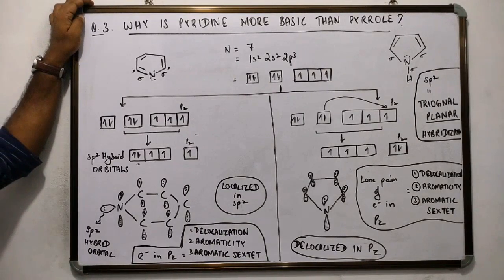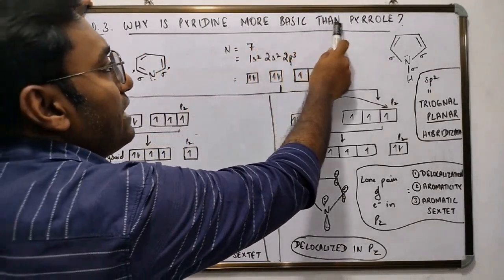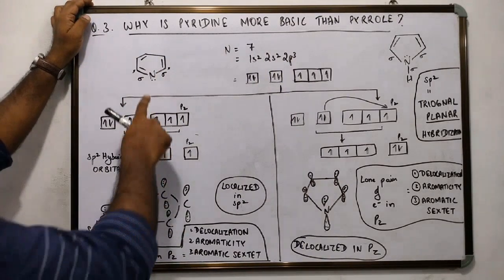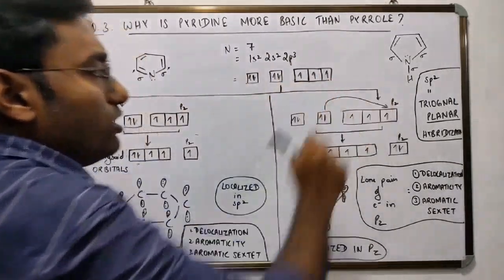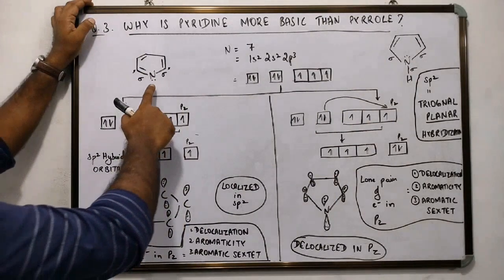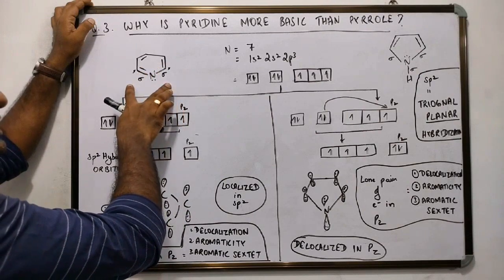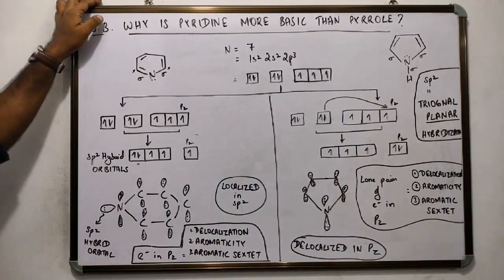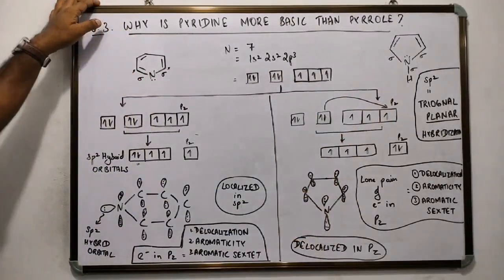Question number 3: why is pyridine more basic than pyrrole? To know this, we first need to introspect the structures of pyridine and pyrrole, and secondly, we need to know the state of hybridization of the nitrogen atom for the pyridine ring and the pyrrole ring. Let us first look at the structures of pyridine and pyrrole.